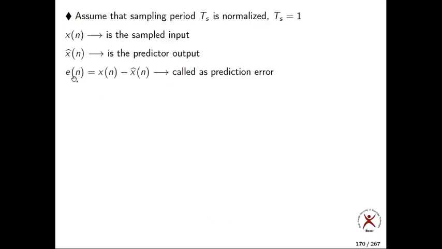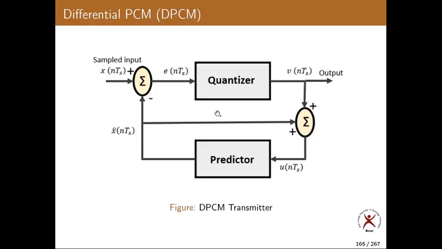Next, E of n is called error. What error? Prediction error. Why? Because here it is the error between a sampled value and its prediction. What is E of n? X of n minus X cap of n. So the error is called prediction error.